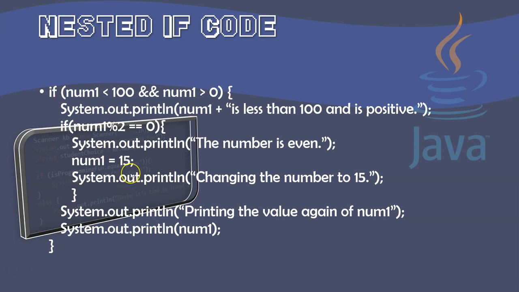So this is why it's called nested, because it's nested inside of that first branch. Then we just have a simple print line that says the number is even, because we're verifying that the number is even. And then we say num1 equals 15. System out print line, change the number to 15. And then, of course, we just exit that if statement because this statement is done. So we're going to say system out print line, printing the value again of num1.